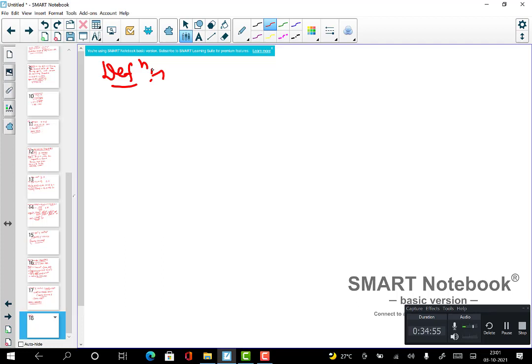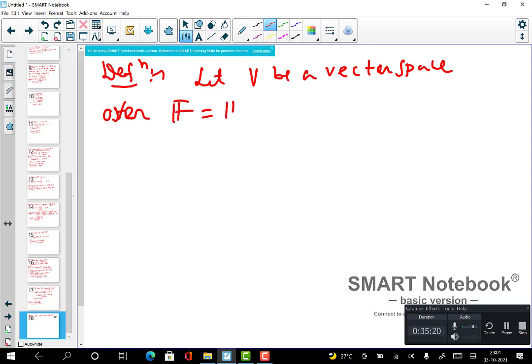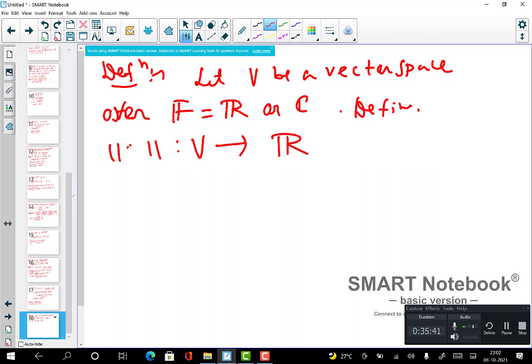I don't need an inner product for this purpose, so I can only assume that my vector space is over the real field or the complex field, and that is enough for me. So let V be a vector space over a field which is real or complex. Then we define a map, which we call the norm map, from V to R plus 0. So this is my real-valued function on V. R plus 0 means R positive union the 0. It can take the value 0 or a positive real number.